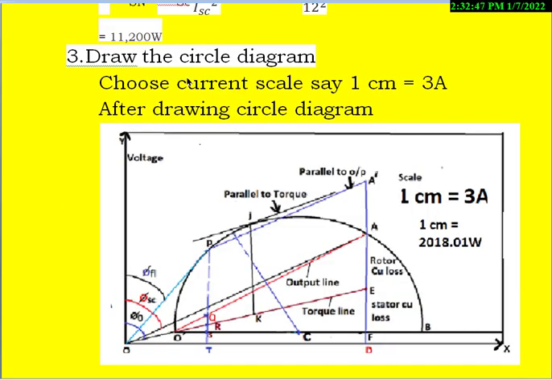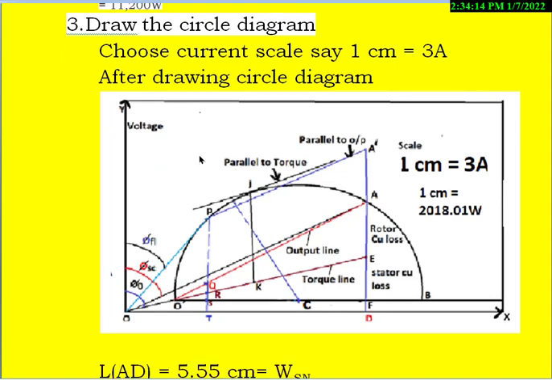Now the next step is drawing the circle diagram. To draw the circle diagram, first of all we have to choose the current scale, that is 1 centimeter equal to 3 amperes. Now draw a y-axis line to represent the voltage axis like this. Then draw an x-axis line, called the line OX, like this.